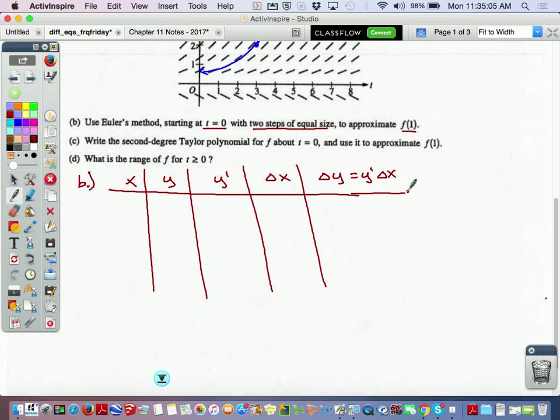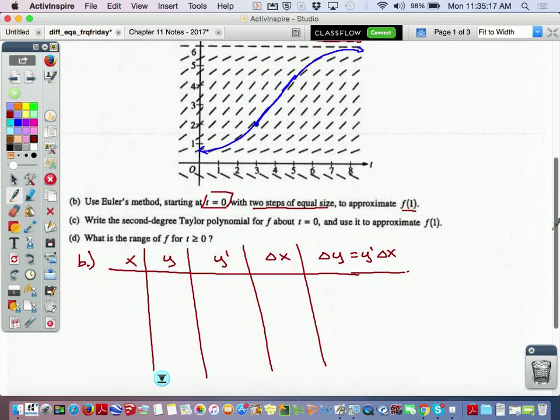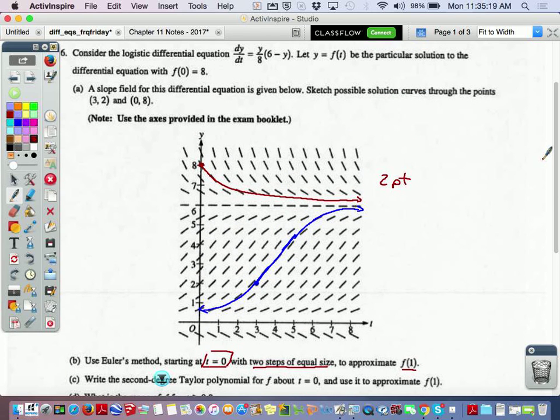Now, the starting point. Starting at t = 0. If we look back at the start of the problem, t = 0 is given here as the point f of 0 = 8. So 0 is our first x, technically t in this case, but our first x, and 8 is our first y. And then we're going to use this differential equation to help us find y prime for each of these points.